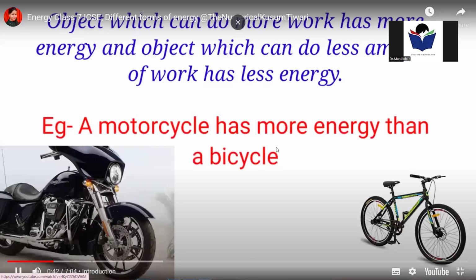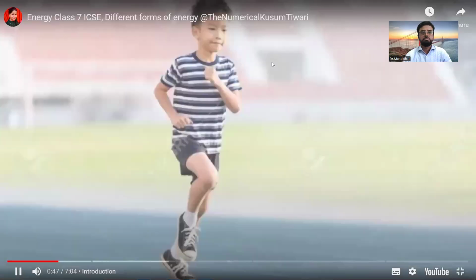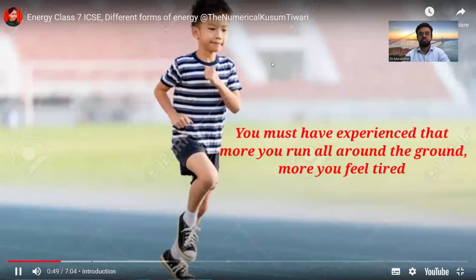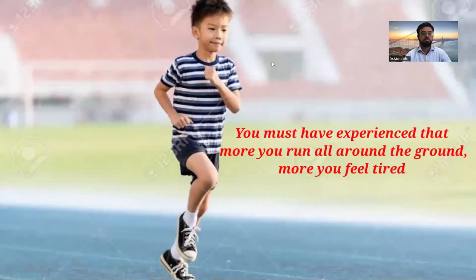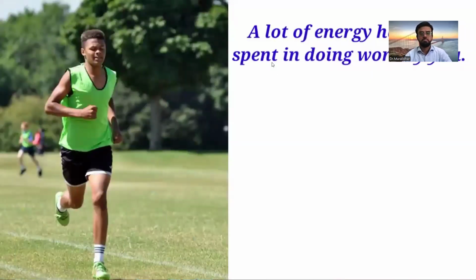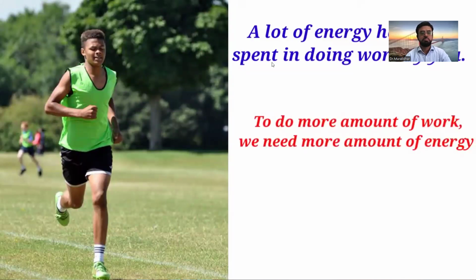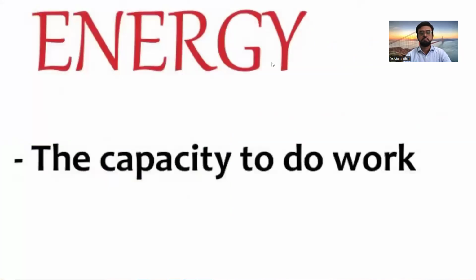You can also understand, suppose you have to run all around a playground. Then you feel tired. The more you run, the more you feel tired. The reason is that a lot of energy has been spent in doing work by you. It means to do more amount of work, you need more amount of energy. Hence, we can see that there is a direct relationship between work and energy. So, energy is the capacity to do work.